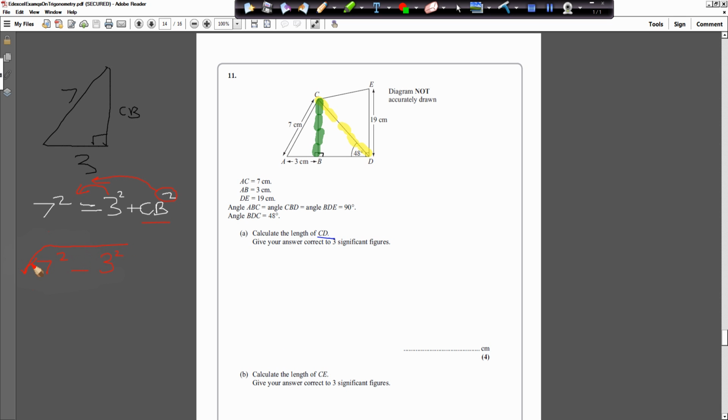Okay, that's a little bit better. The square root of 40 equals CB. So we put that into the calculator to work it out. Now, what do we get for that? 6.3245. So in the calculator, this will give us an answer of 6.325.